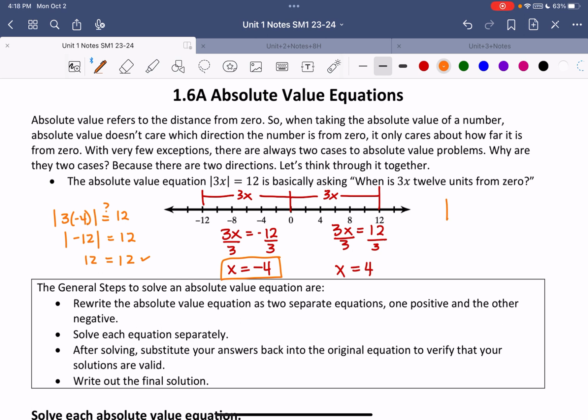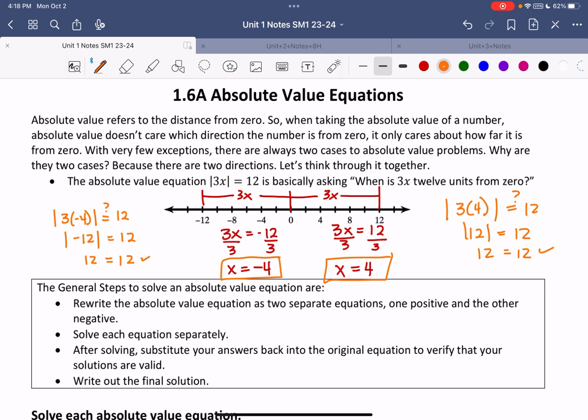Then let's double check again. So 3 times 4, put it in the absolute value. Does that equal 12? Well, 3 times 4 is 12. Absolute value of 12 is 12. So 12 equals 12. That works. So that is an answer. So like we said, most of the time we're going to get two answers. Now, they're not always positive. One's not always positive and one's not always negative. It depends on what's inside with that absolute value.